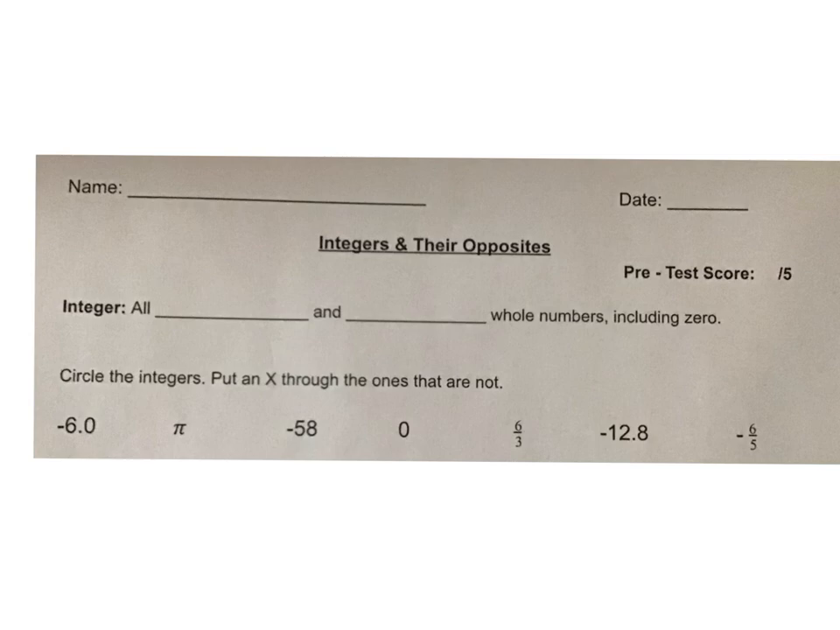Hey guys, in this video, we're going to be talking about integers and their opposite. So let's first start off with the definition of an integer. It is going to be all your positive and negative numbers, including 0. So 0, 1, 2, 3, 4, 5, 6, and then starting to go negative, -1, -2, -3, -4, -5, and so forth.